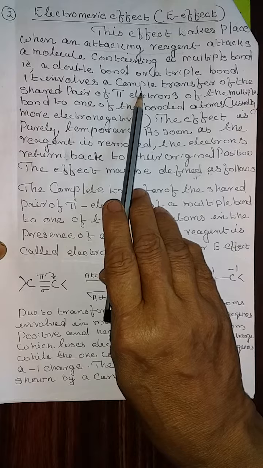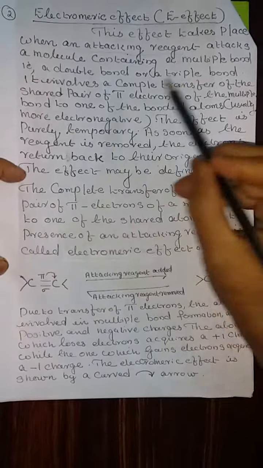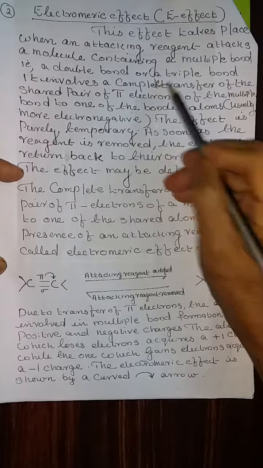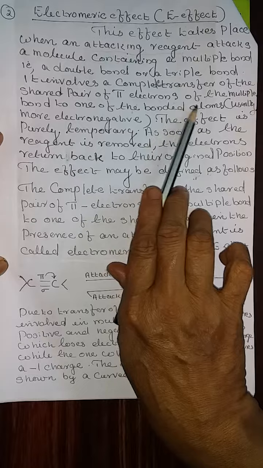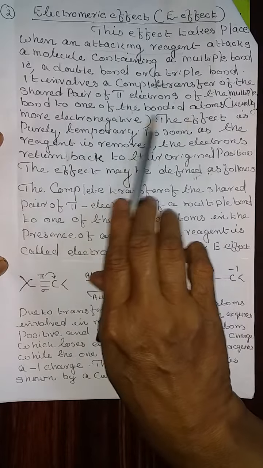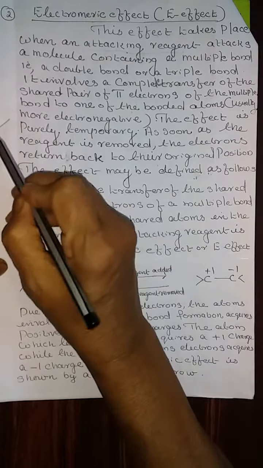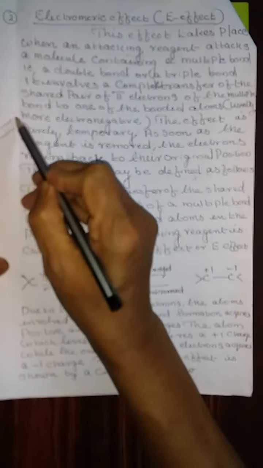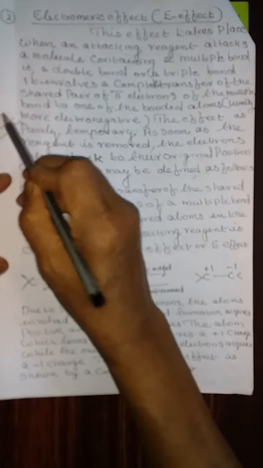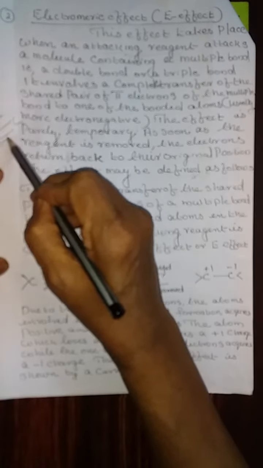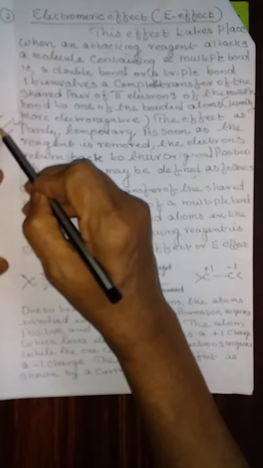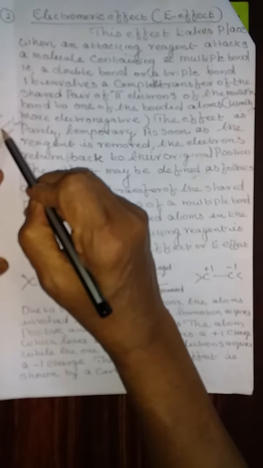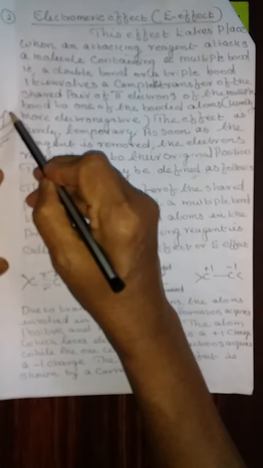It involves a complete transfer of the shared pair of pi electrons of the multiple bond to one of the bonded atoms. That means in a carbon-carbon double bond, one is a pi bond and another one is a sigma bond. All the shifting will take place only in this pi bond. That is, in the pi bond also two electrons are there. They are completely transferred to one of the carbon atoms.